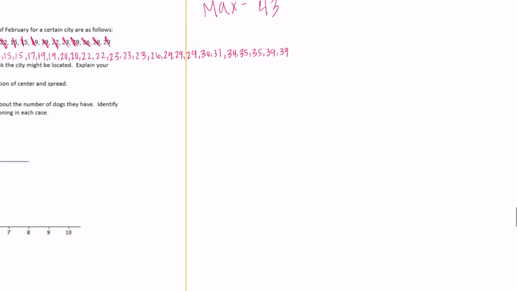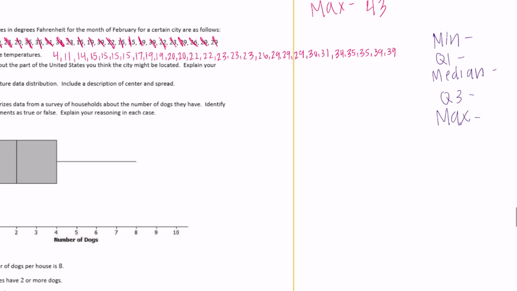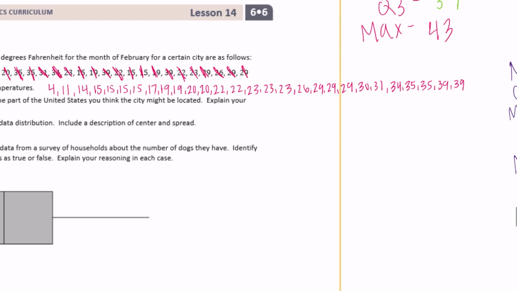Okay, so we need to find, let's see, the min, the max, the median, quartile 1, and quartile 3. So start with the min and the max. The min is 4, and the max is 39. So let's find the median. There were 28, like I said before, so you could divide by 2. 28 divided by 2 is 14, and then find the 14th and 15th number and split that in half.